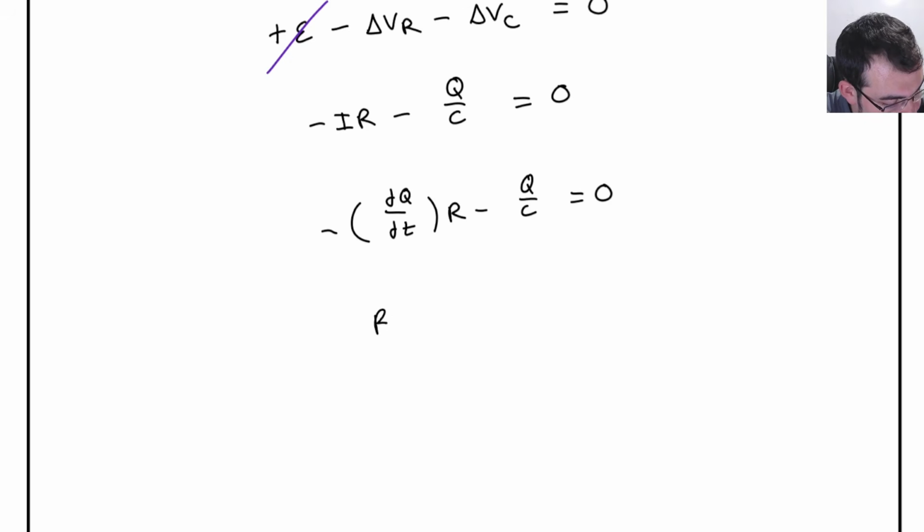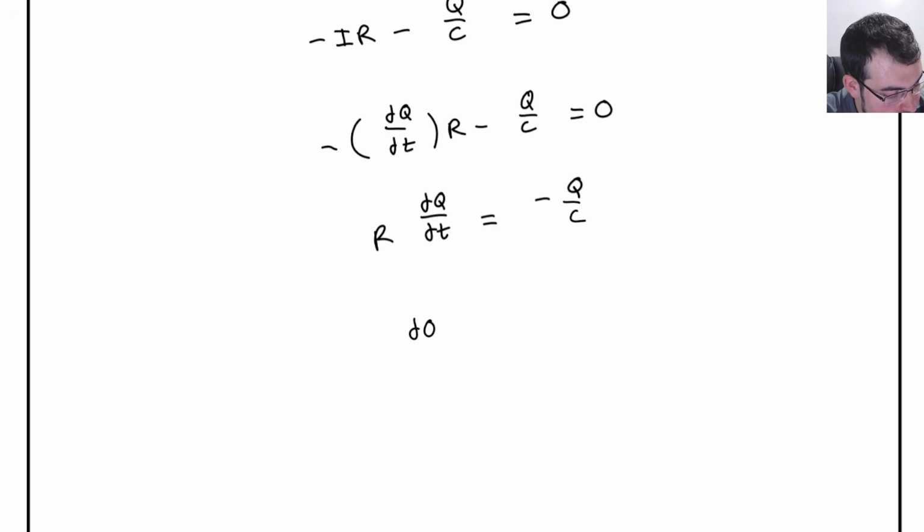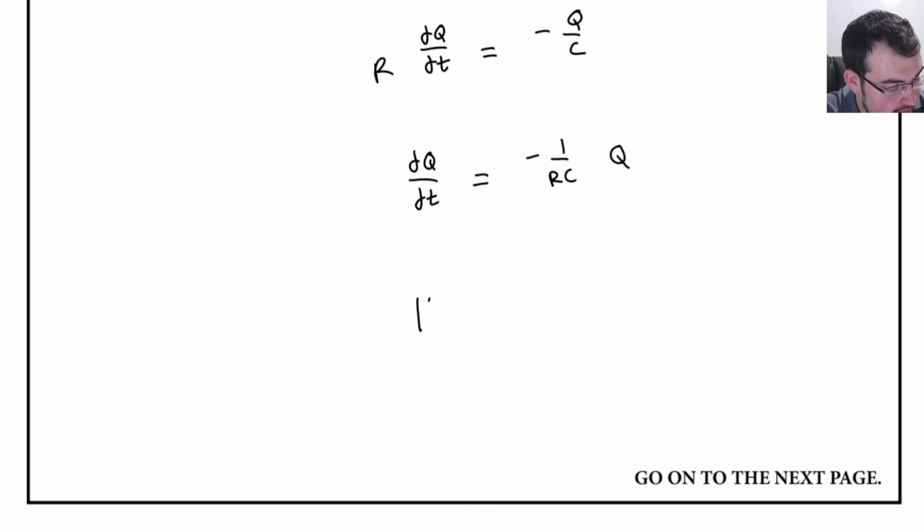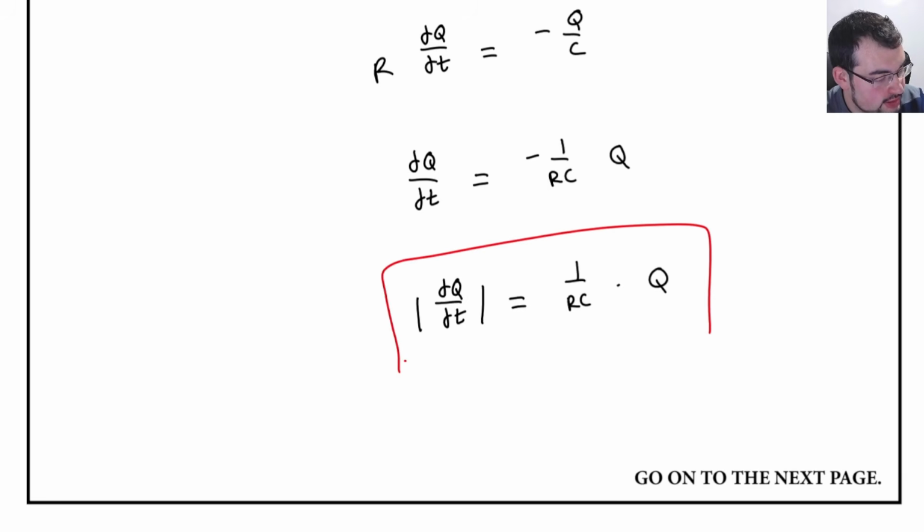So I can get R dq/dt is equal to negative Q over C. So I get dq/dt equals negative 1 over RC times Q. So the absolute value of dq/dt is just going to be 1 over RC times Q. So the rate at which the charge is decreasing is proportional to the charge itself.